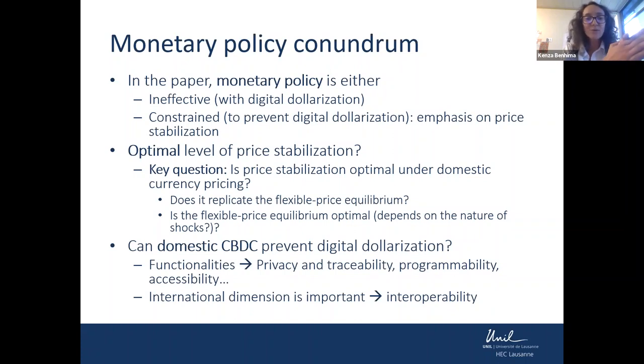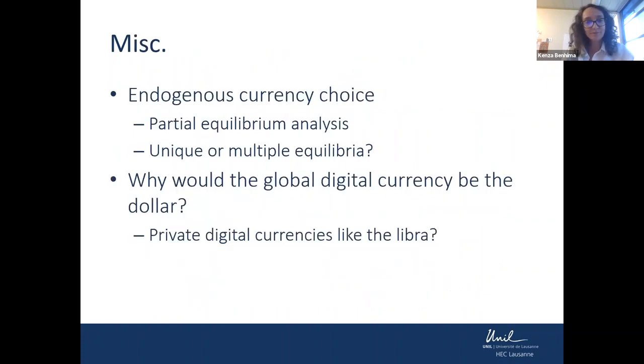For instance, yesterday there was a talk about all the different functionalities that the CBDC can bring, like privacy, traceability. So it can be made attractive and prevent maybe digital dollarization. And perhaps because one important channel is the foreign sector, then interoperability would be particularly important.